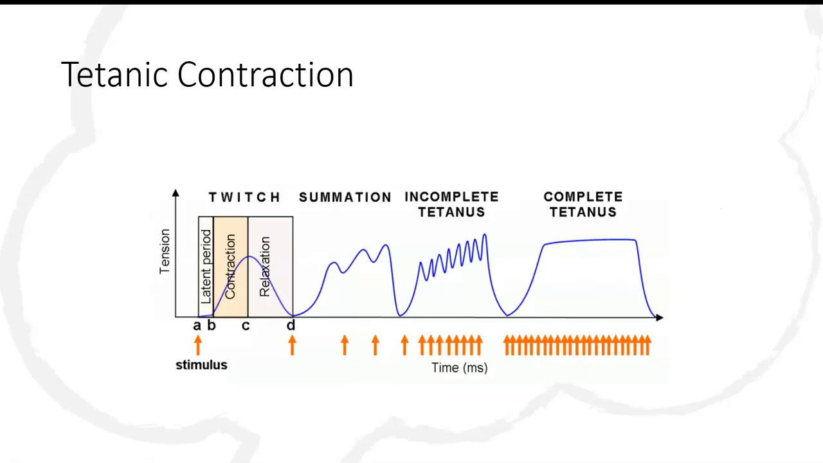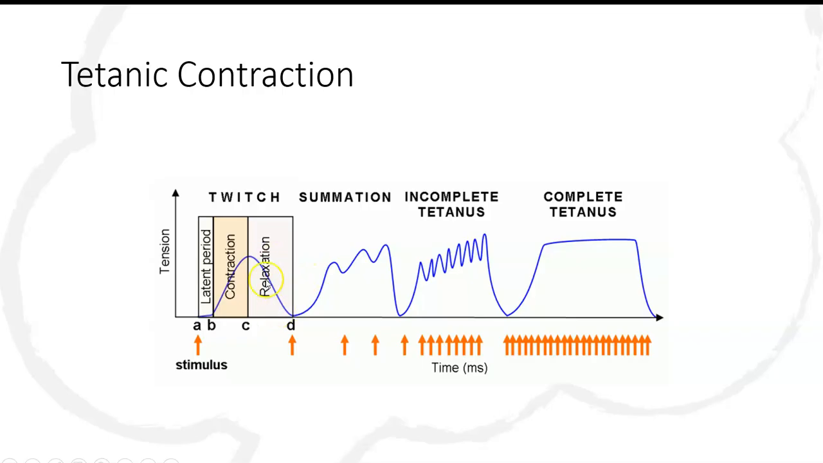Okay, so here's a little diagram review of that. We have a stimulus here, and then we have what's called the latent period, which I will define for you in just a second. And then we have the muscle twitch, which is a contraction, and we relax. But now we're summating them. So this is just a single twitch contraction here.